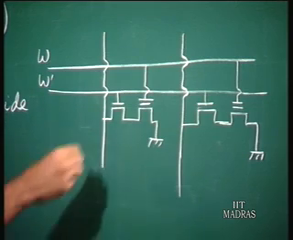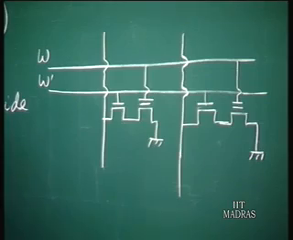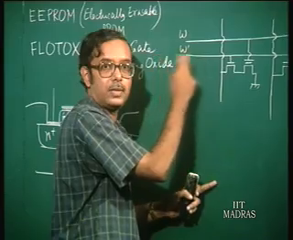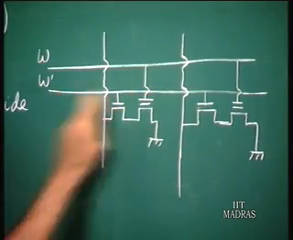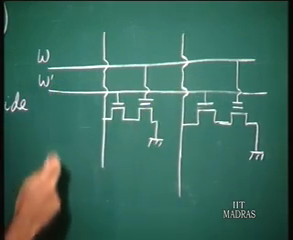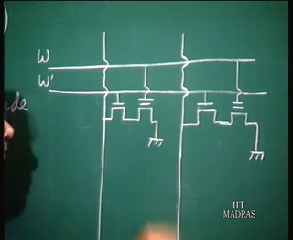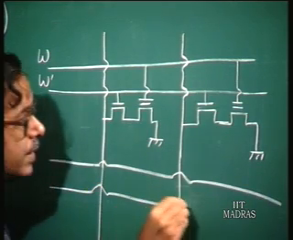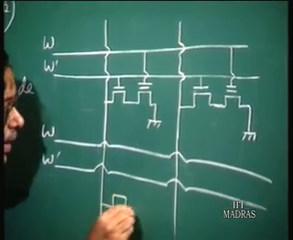Suppose you want to erase this particular cell. You apply 25 volts on this line, but you select this W prime which I have put here, only one of the transistors. So, in one row, one of these W prime is selected. Here you have a number of rows, each with W and W prime. Now, only one of these W primes is selected.